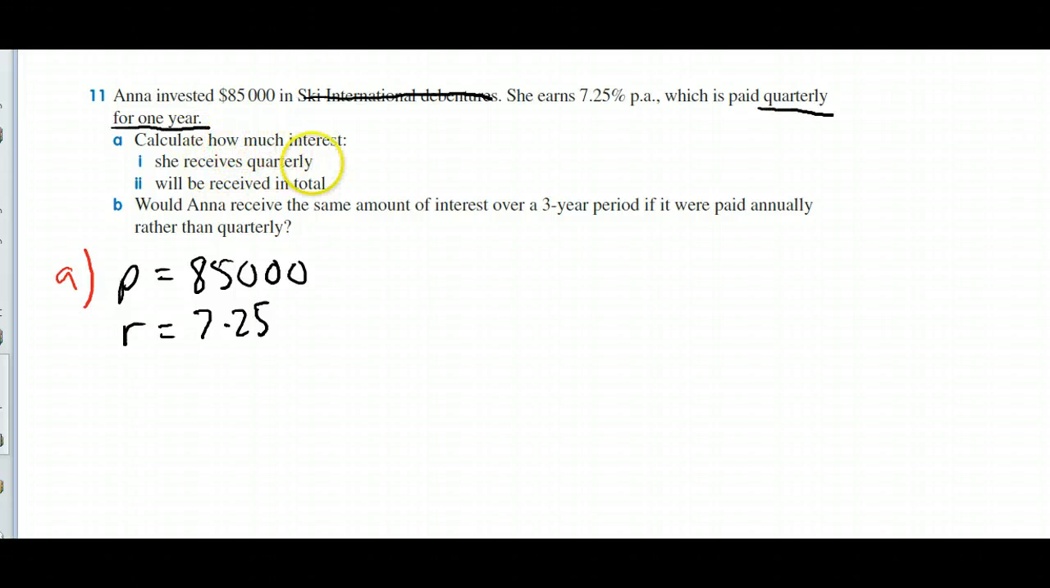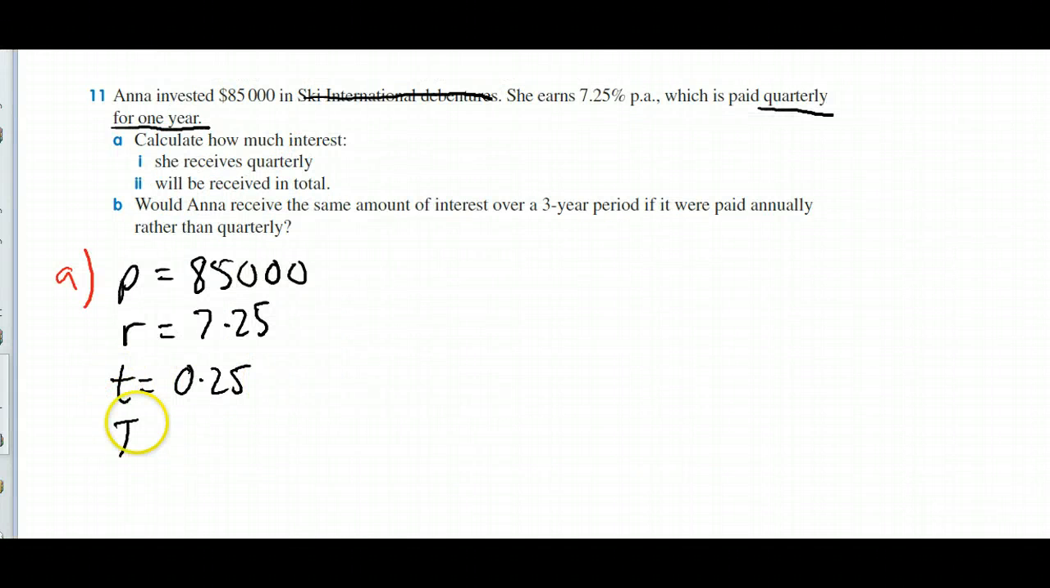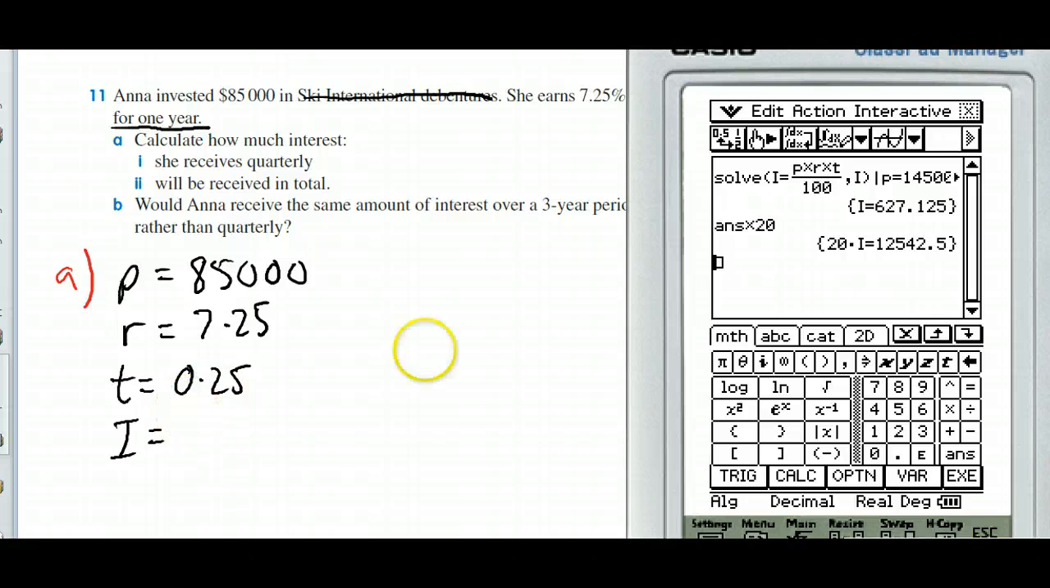Calculate how much interest she receives quarterly. So that would be how much interest she receives when the time is 1/4 of a year, or 0.25 years. So let's put that into the calculator. That's going to mean that the I is what we don't know. That's what we're going to be working out. So let's put into the calculator P equals 85,000, R equals 7.25, and T equals 0.25. That gives us I is 1540.